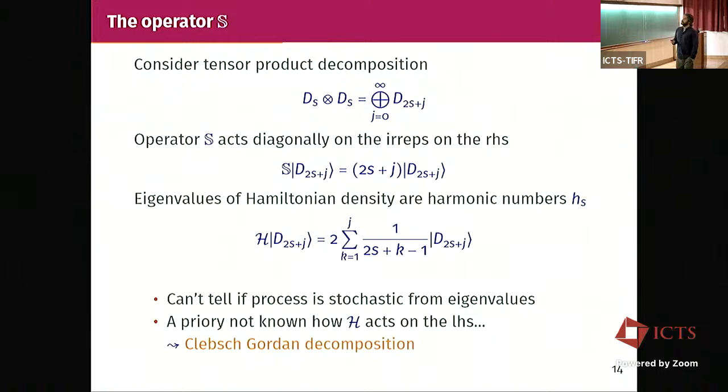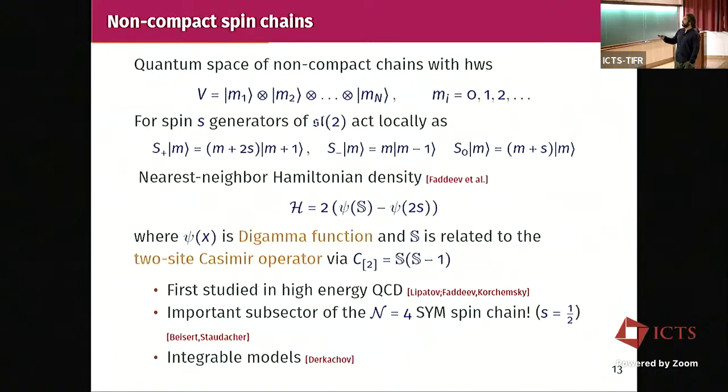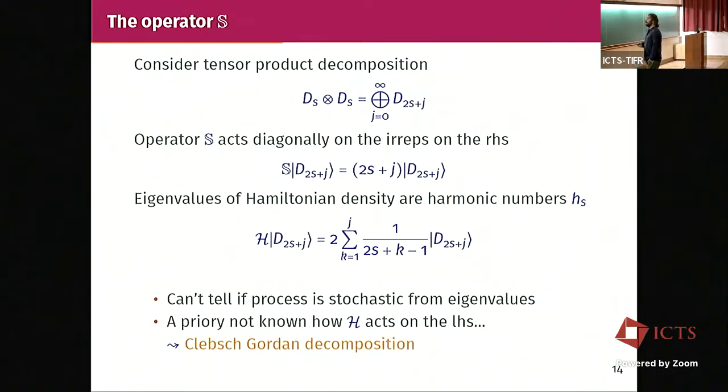Okay, so let's see a bit more what this S is. If I consider the Hamiltonian density, it acts on two sites of my spin chain. And so I have a tensor product of two spin S representations. And this decomposes into irreducible representations in the following way. I have a spin 2S, spin 2S plus 1 representation, and so on up to infinity. And this operator S acts diagonally on the right-hand side of this equation, and it just reads off the representation label 2S plus J. So this is diagonal on the right-hand side.